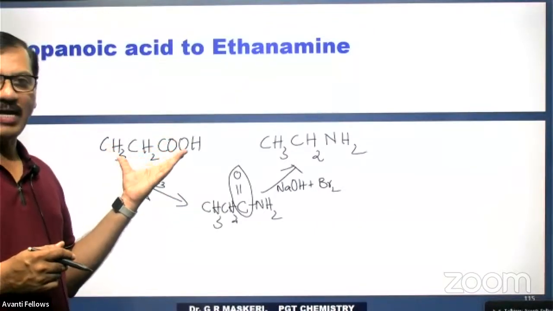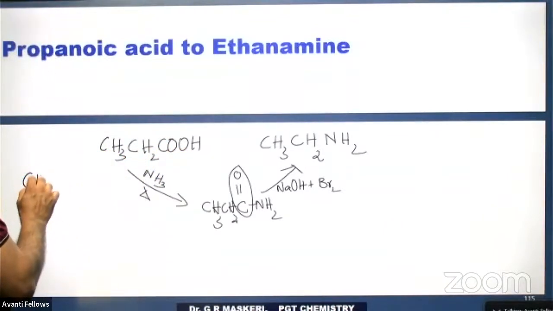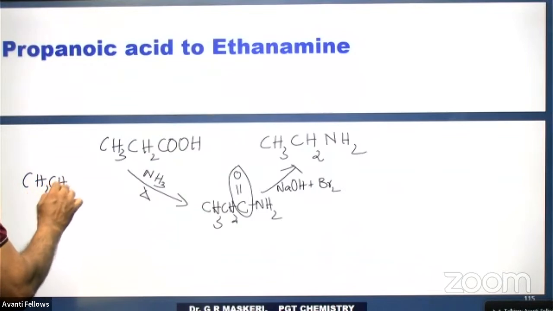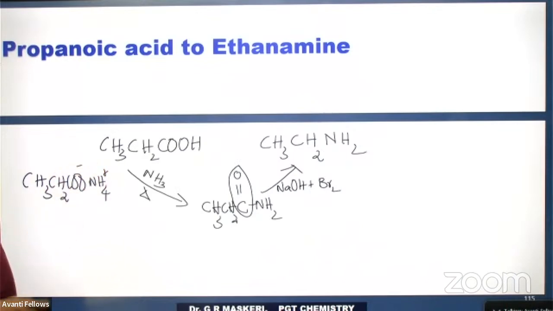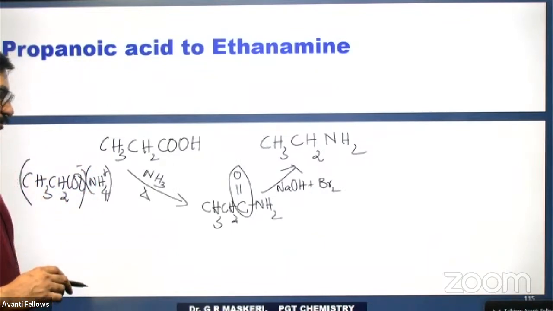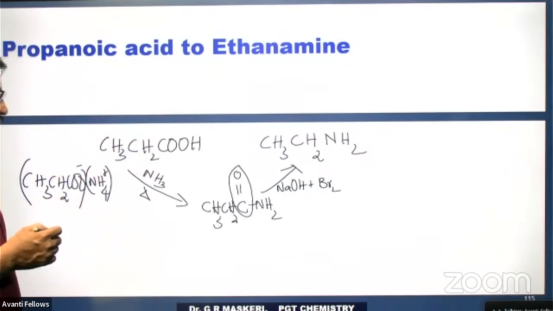Ammonia, when you add ammonia, this will be forming CH3CH2COO minus and NH4 plus. So ammonium ion and a carboxylate ion, an ionic compound is being formed, right? When ammonia reacts with carboxylic acid.